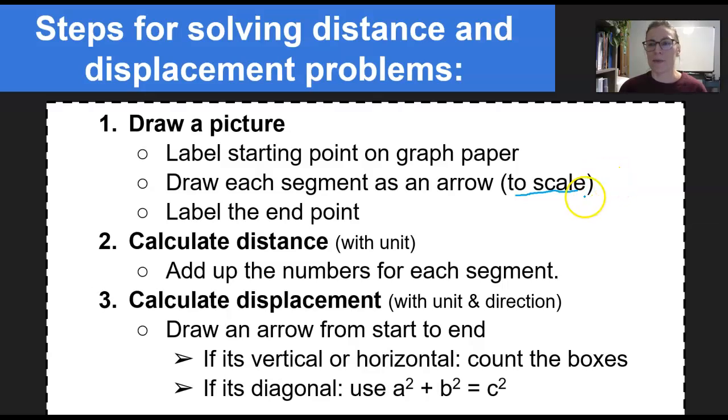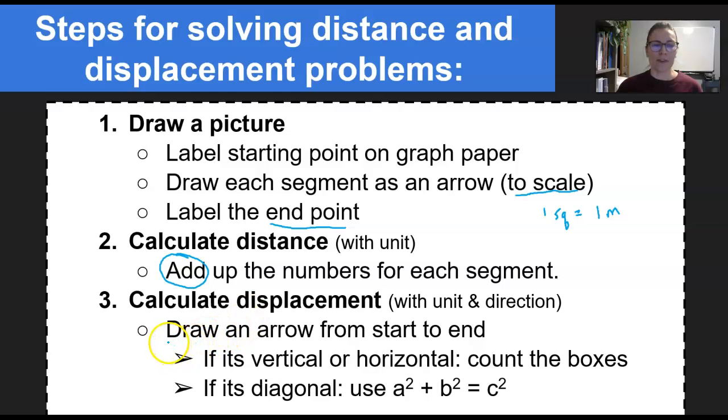When we say to scale, we might mean 1 square equals 1 meter, something like that. And then finally, after you've drawn all the segments, label your endpoint. Next, you have to calculate the distance. For calculating distance, it's just a matter of adding up the numbers for each segment. And lastly, we want to calculate displacement. And this can take a little bit more work.